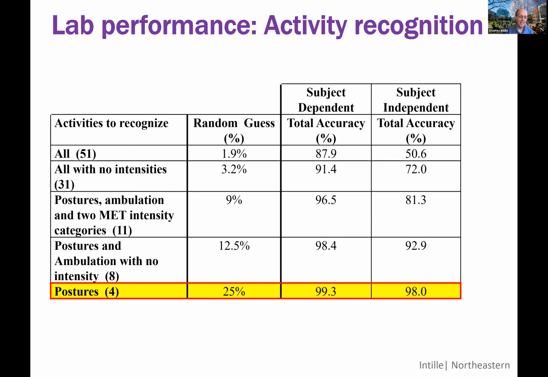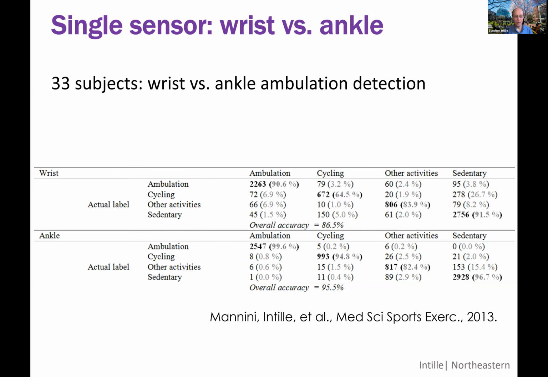If you simplify it down and say all we care about is postures, then the devices can do really well. If you say in the top row there, I have 51 different activities, then it does okay if it's subject dependent. It does less well if it's subject independent. The subject dependent is where I have subject specific training data. So I'm interested in how we get that training data in real life from real people.